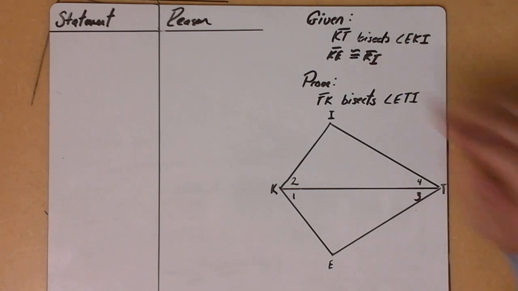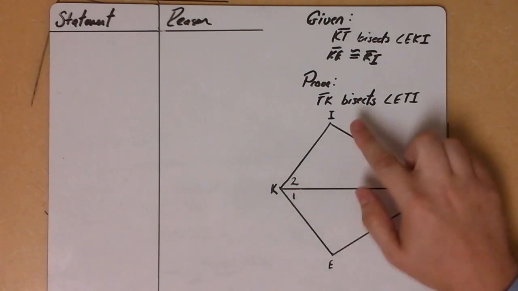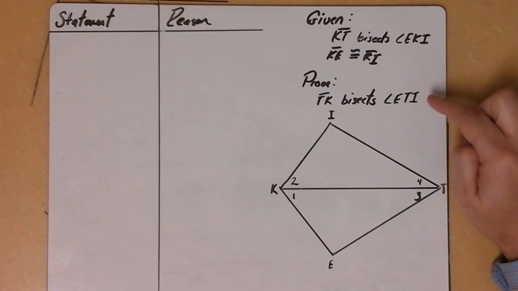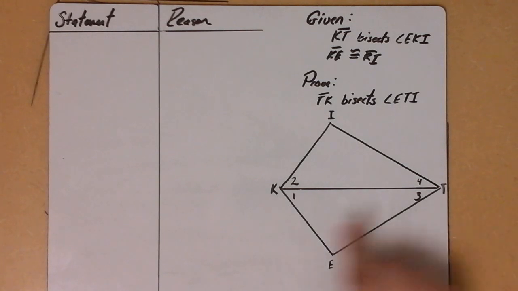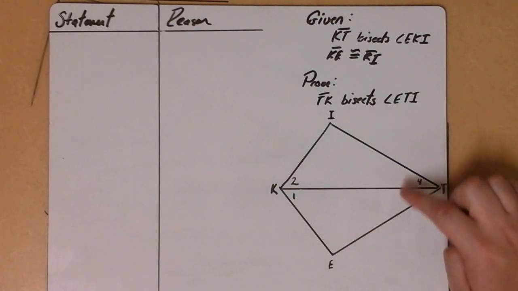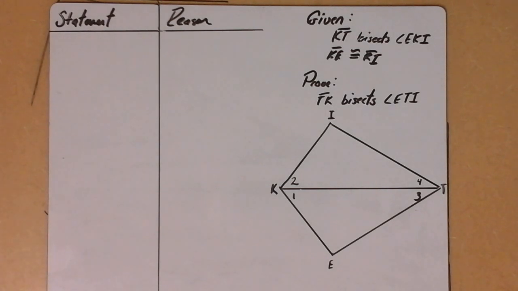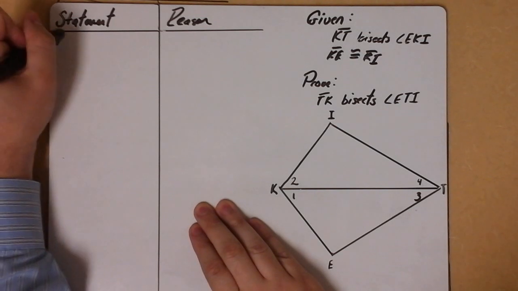Here, they also tell us that KE is congruent to KI. And what they want me to prove, now this is the interesting part, is that this line here, TK, not only bisects angle 1 and 2, but also is going to make 3 and 4 congruent. So let's start with the given. This time I'm going to write the given down first. I'm just going to write it on one line.